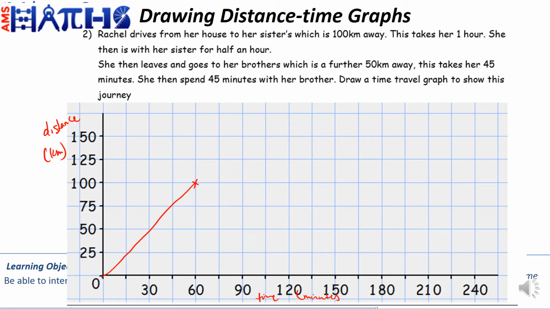It says she's with her sister for half an hour, so she spends 30 minutes at her sister's house. Which should take us here. She has stopped at her sister's for 30 minutes.